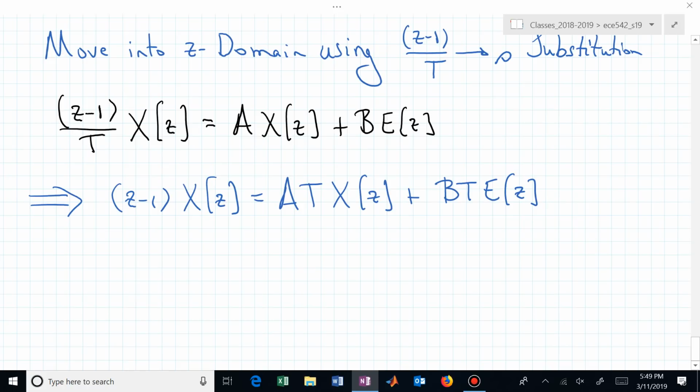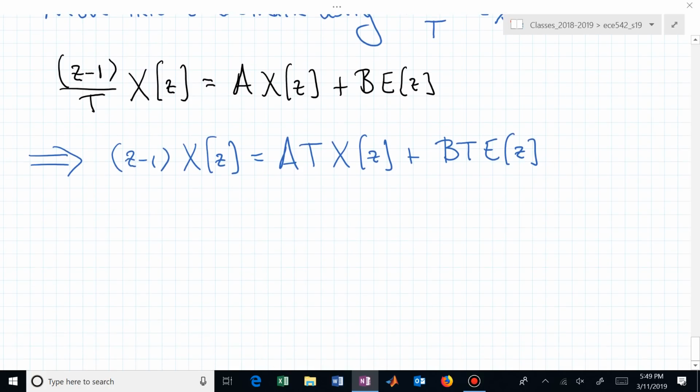What you need to keep clear is capital T is a scalar, A and B are matrices. But capital T is a scalar even though it looks like the same thing as A in terms of a capital letter. A is a matrix, little n by little n. B is n tall by however many inputs we have in the E vector.